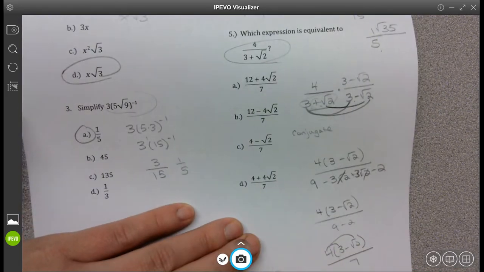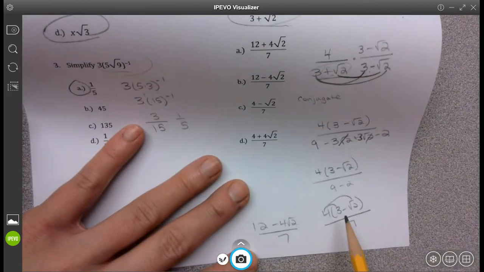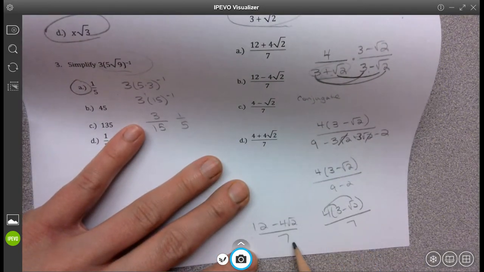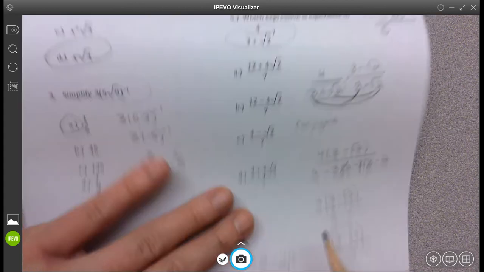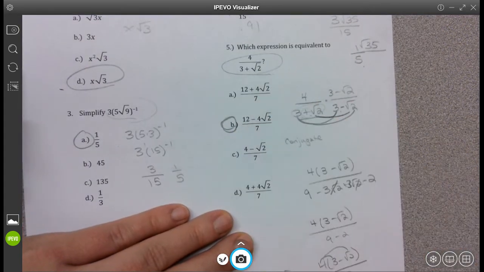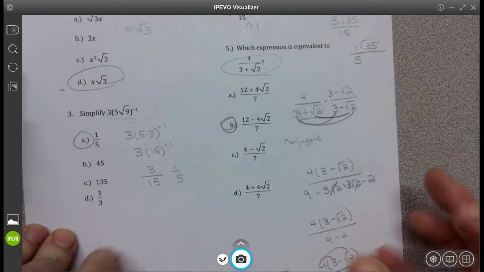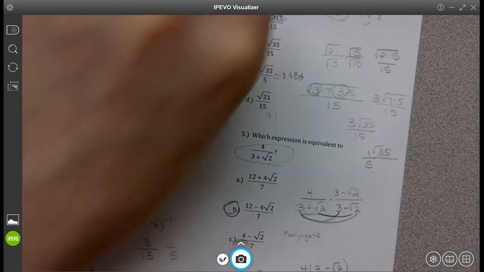We have to distribute 12 minus 4 root 2 over 7. Sometimes I don't distribute because things can be simplified, but this can't. So my answer is B. Once again, you could put it in the graphing calculator and find the decimal values to see if they're the same. All right.